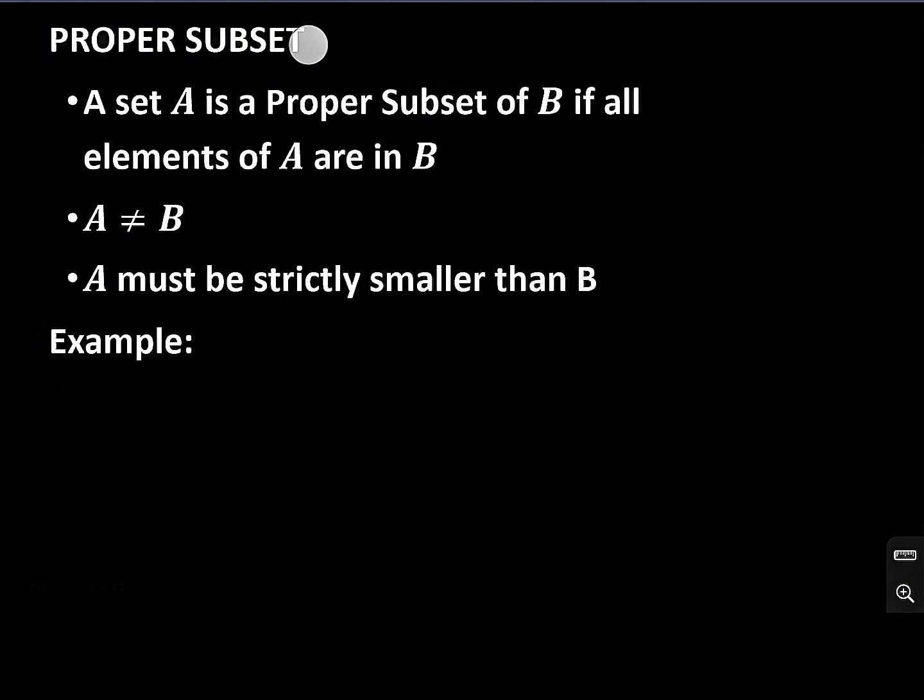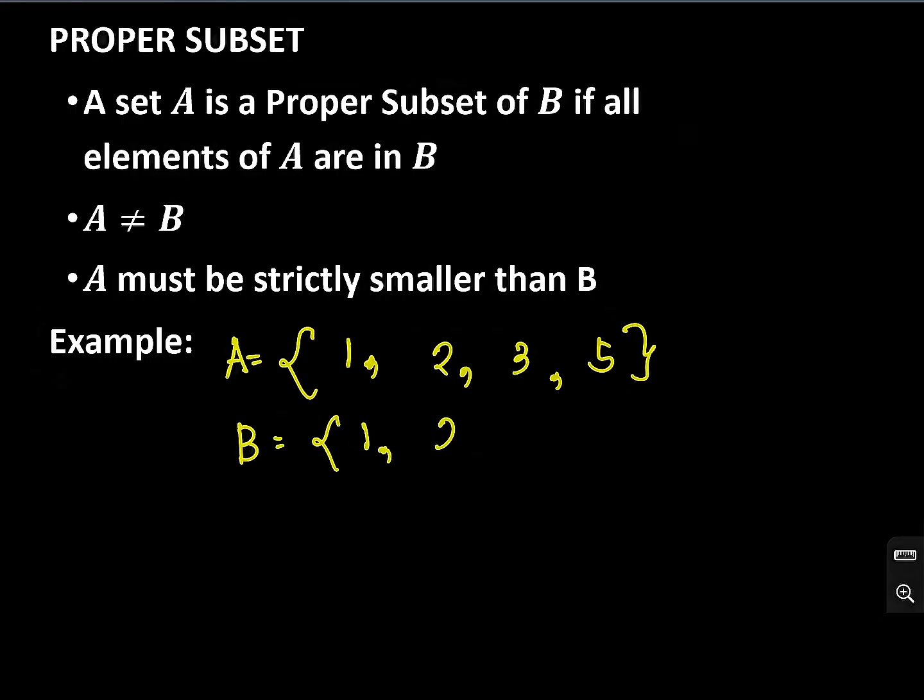Now let's move on to proper subset. A set A is a proper subset of set B if all elements of A are also in B, but A should not be equal to B, unlike the subset. A must be strictly smaller than B. Let's have here an example. Set A has the elements 1, 2, 3, and 5, while our set B has the elements 1, 2, 3, 5, 6.